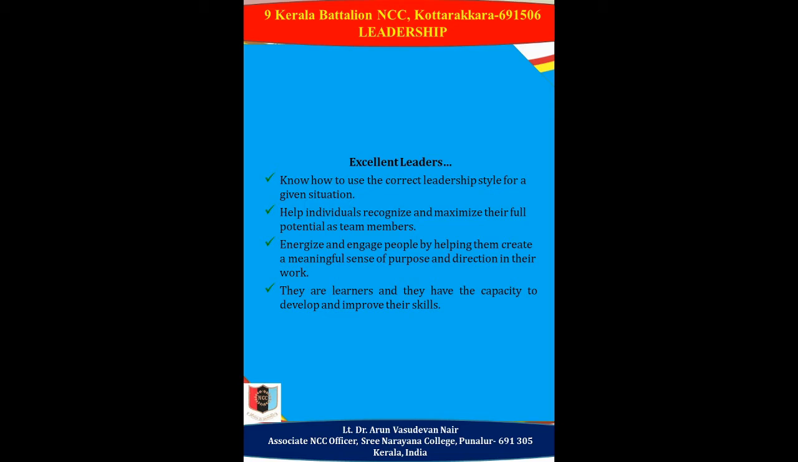Who are excellent leaders? Excellent leaders know how to use the correct leadership style for a given situation. Excellent leaders help individuals recognize and maximize their full potential as team members. Excellent leaders energize and encourage people by helping them to create a meaningful sense of purpose and direction in their work. Excellent leaders are learners and they have the capacity to develop and improve their skills.